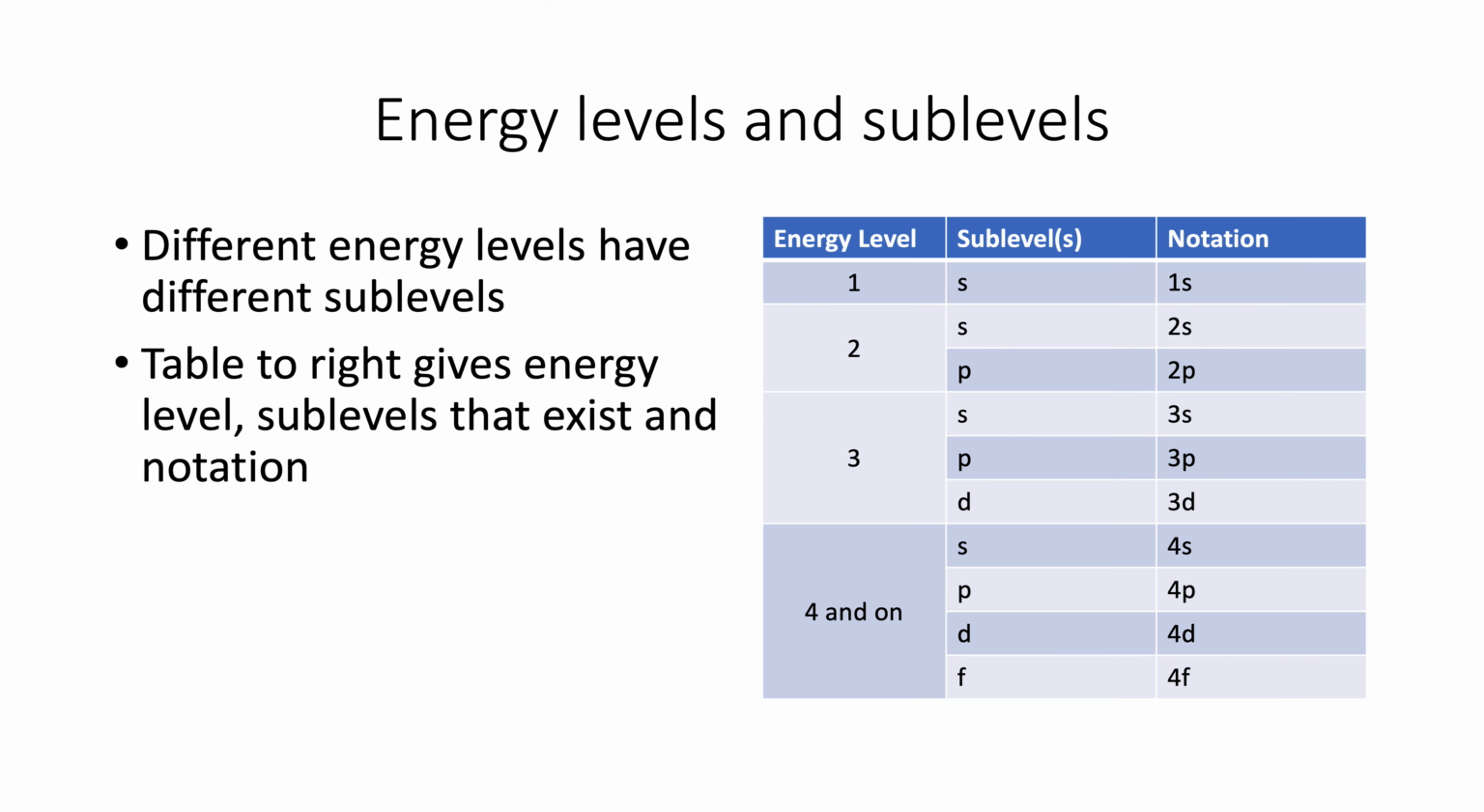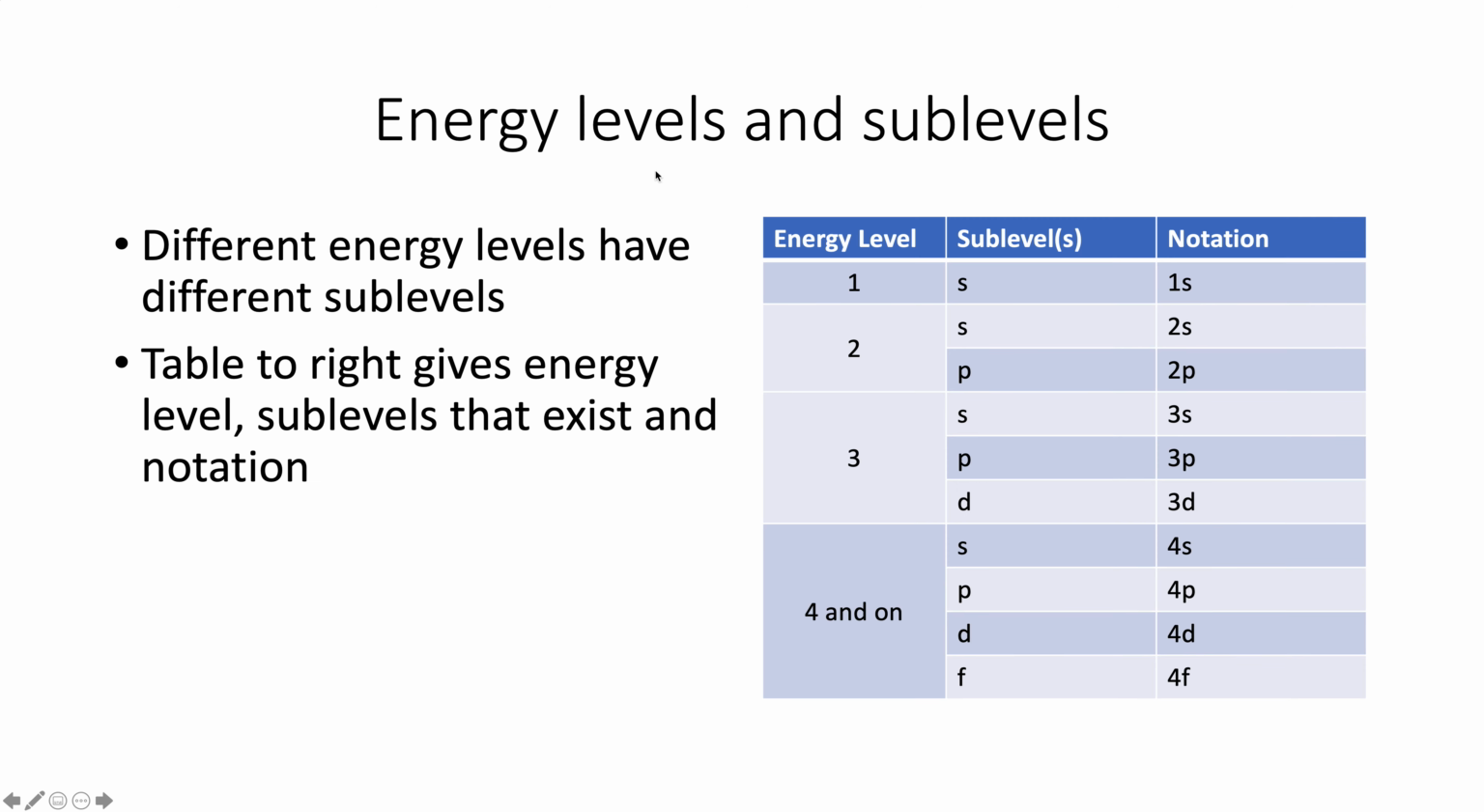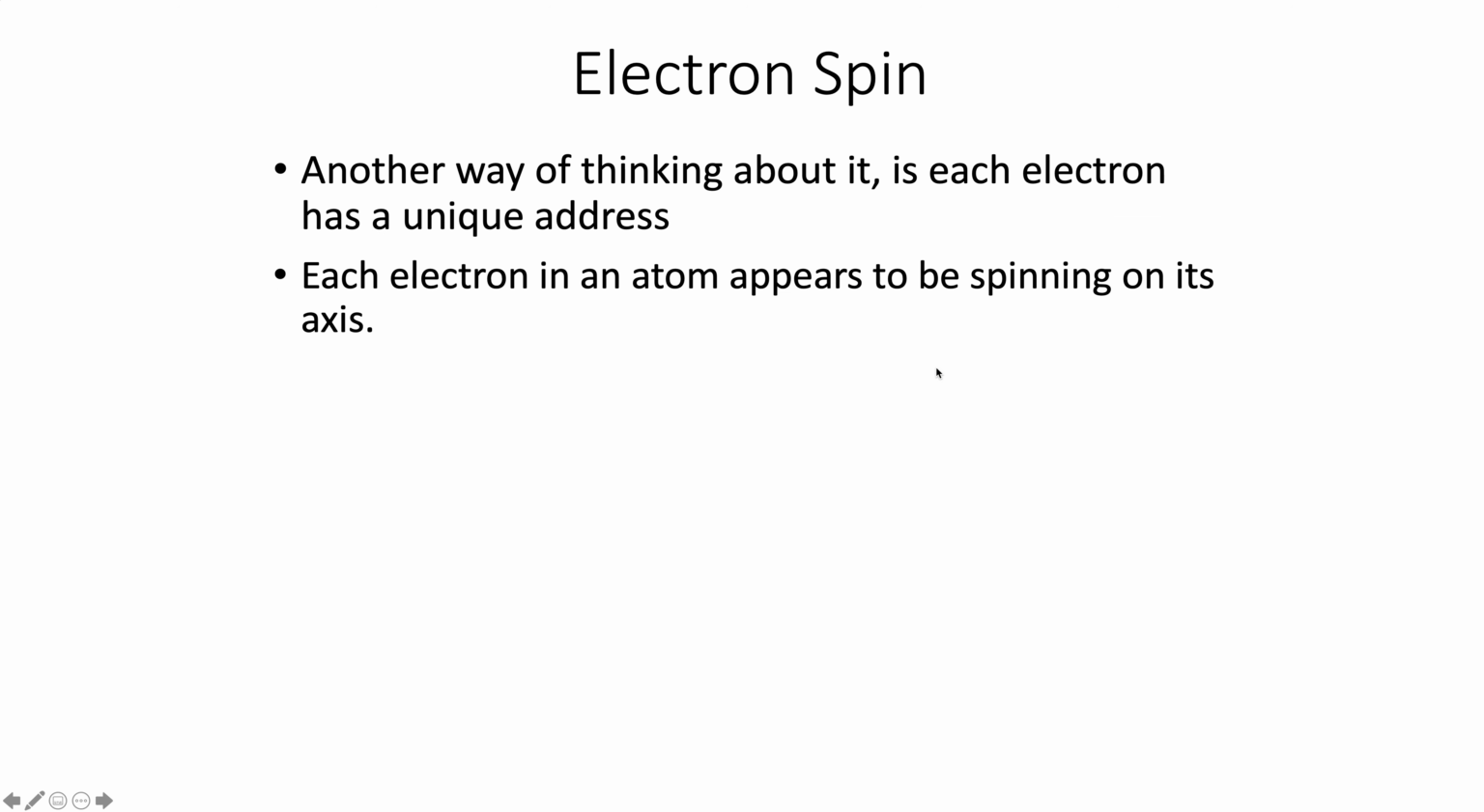Now, technically, theoretically, there's more than S, P, D, and F, but we don't deal with those in real life, so we're not going to worry about them. Now, it turns out when you do the math that you can have 2 electrons in the same orbital. So any one of the orbitals can have 2 electrons, but they have to have a unique address.